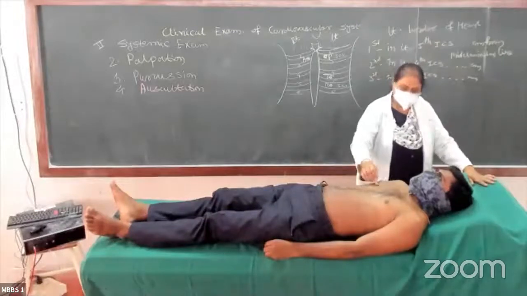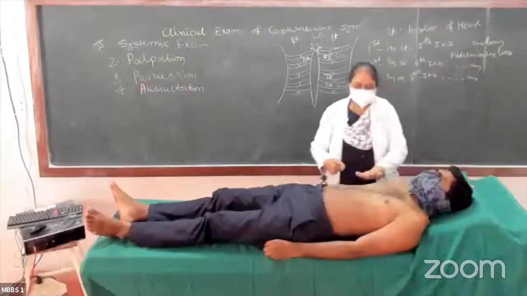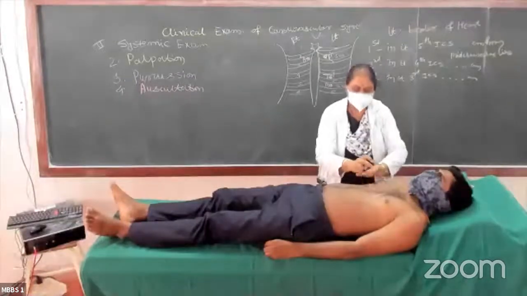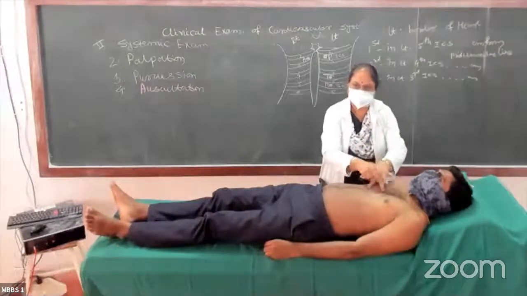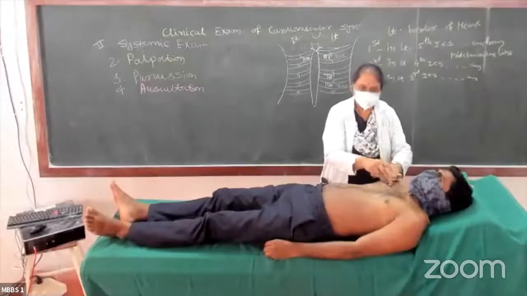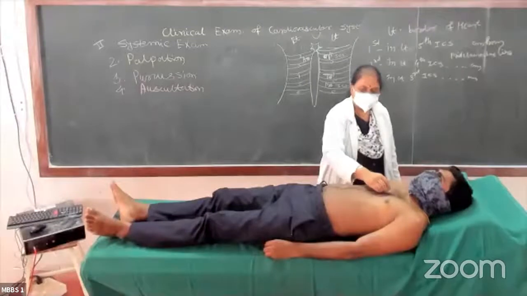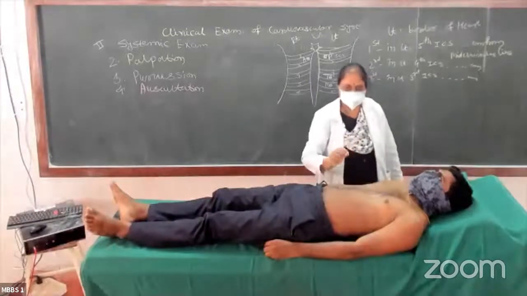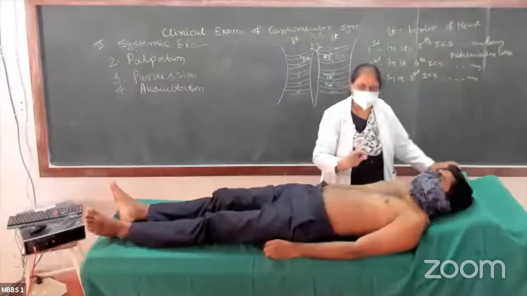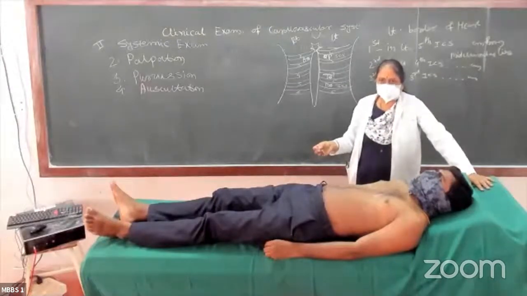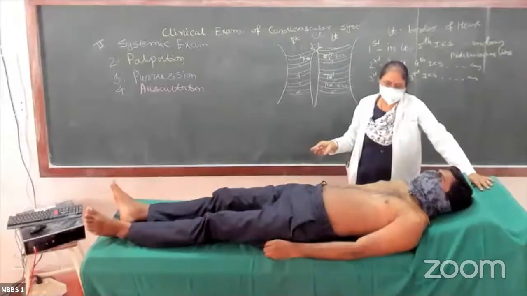So from the 5th intercostal space, same procedure, start percussing from the lateral to the medial. All over you get a resonant note in the 3rd, 4th, 5th space, because the right border of the heart is right behind the sternum. The right border is here behind the sternum. So all over here on the right side there is a resonant note. So this is the demarcation of the right border of the heart.